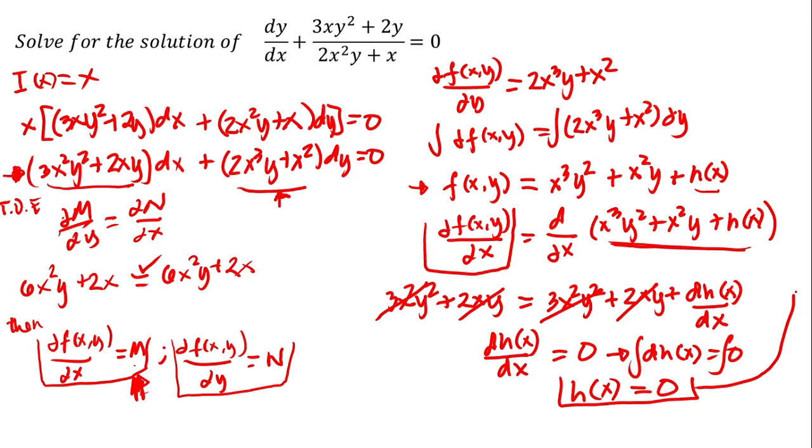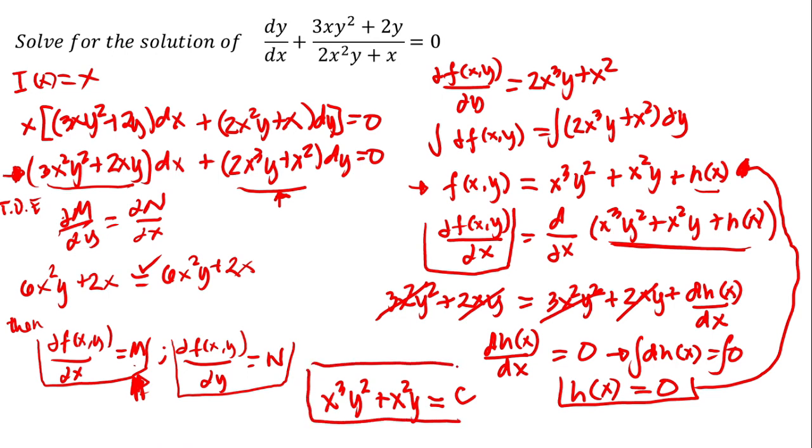So we substitute this back to our solution f of x,y. So we have x cubed y squared plus x squared y. Since the value of h of x is 0, we don't need to write it. So we equate this one with the constant of integration, or our arbitrary constant c. So this is the solution for the given not exact differential equation. So we have x cubed y squared plus x squared y equals c.